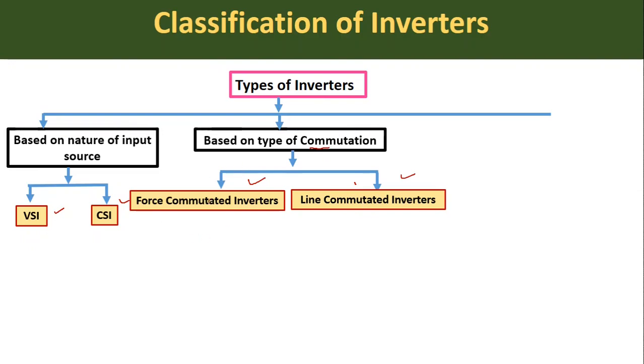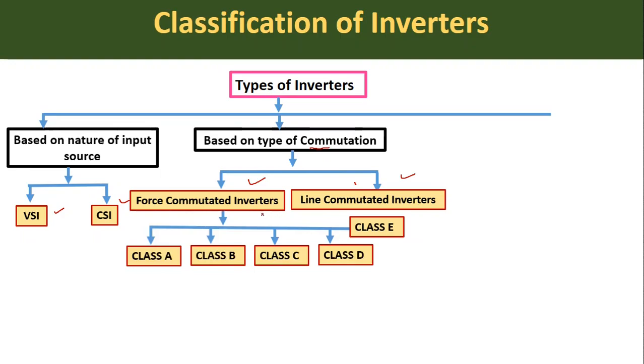In the force commutated inverters, the external circuitry is used to commutate the thyristorized devices or the switches, and in the force commutated inverters, the AC output voltage of desired magnitude and frequency can be produced. That is, the output voltage can be adjustable in the force commutated inverters.